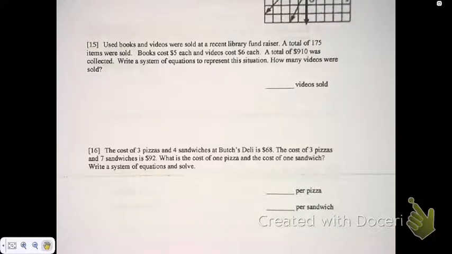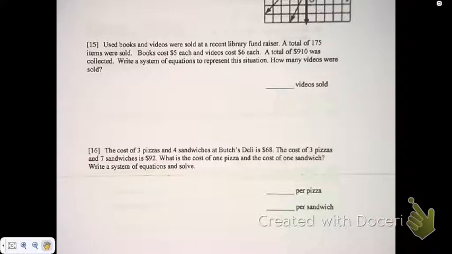Alright, so this is probably the first word problem you all have had to work with systems of equations, okay? And so it says, used books and videos were sold at a recent library fundraiser. A total of 175 items were sold. Books cost $5 each, videos cost $6 each, and a total of $910 was collected. Write a system of equations to represent this situation. How many videos were sold?